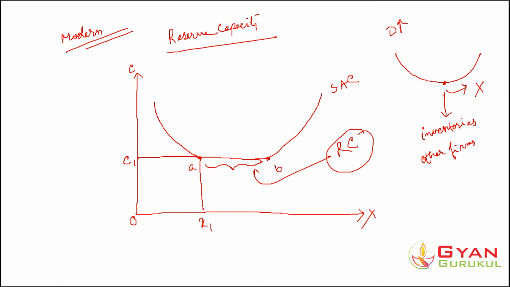The firm has some flexibility in its production process or in its plant size, so that it can effectively meet a sudden increase in demand. It can fulfill and satisfy this, or supply the sudden increase in the demand for its product. How? Because it has something called reserve capacity, right? Now it will utilize this reserve capacity.